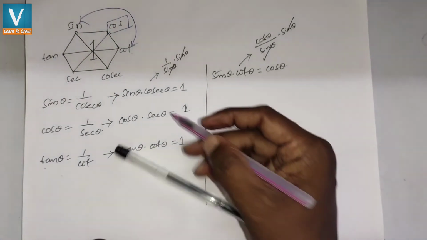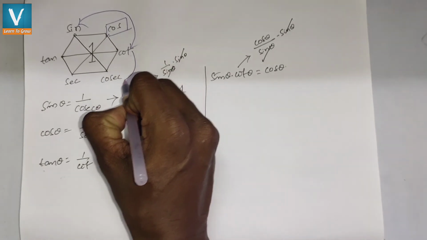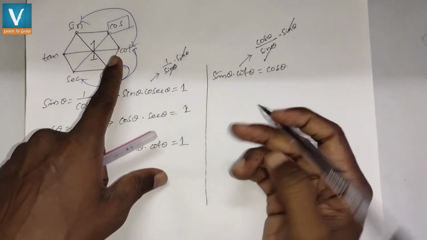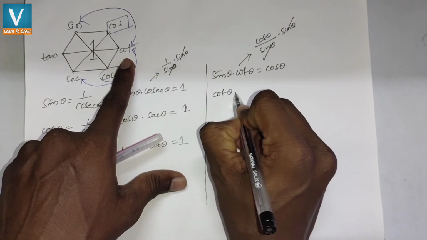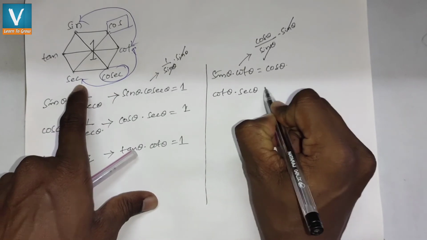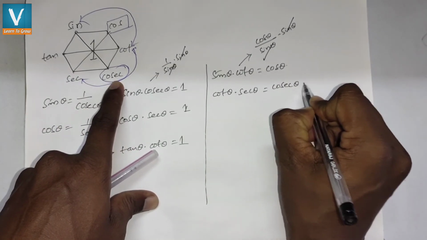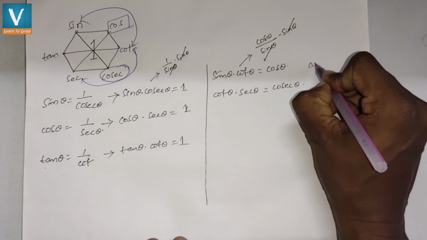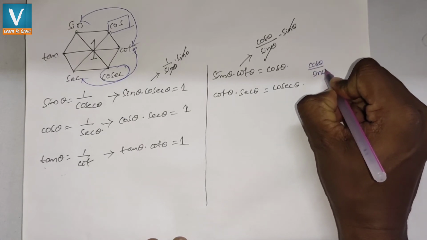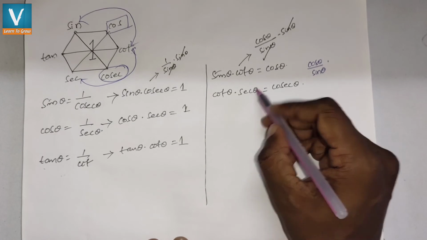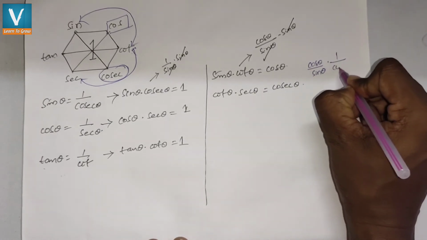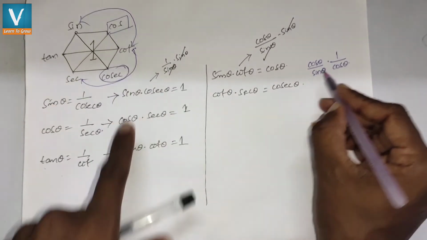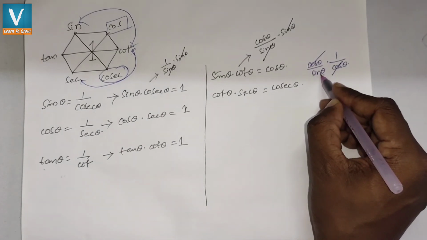Now again I am taking alternate ones. Now I am taking cot and secant. What will we get as the answer? Cosec. We'll check here compulsorily. Cot theta into the alternate, secant theta, is equal to what? Cosecant theta. Cot theta we can write as cos theta by sin theta. Here I am doing cos theta by sin theta into secant theta. Secant theta we can write as 1 by cos. And cos will be cancelled. What's the answer?